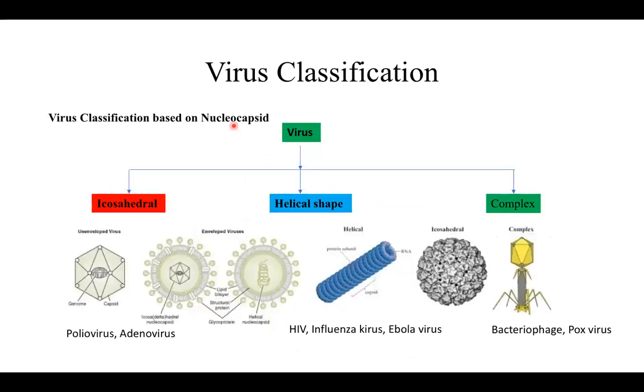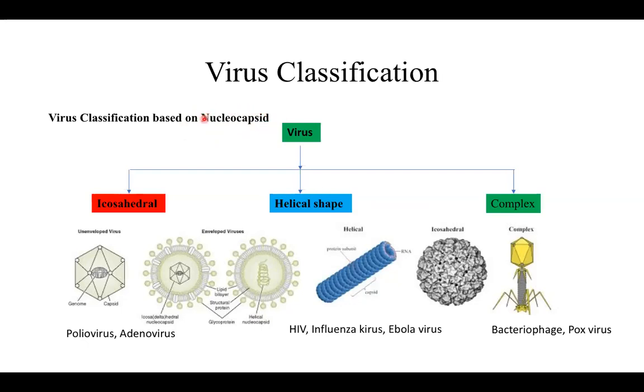Another method of classification of a virus is based on the shape of the nucleocapsid. You might be thinking about what a nucleocapsid is. The nucleocapsid is nothing but the covering of a nucleus. In human beings, animals or plants, we call it the nuclear membrane. But in the case of a virus, the covering of a nucleus is known as a nucleocapsid.